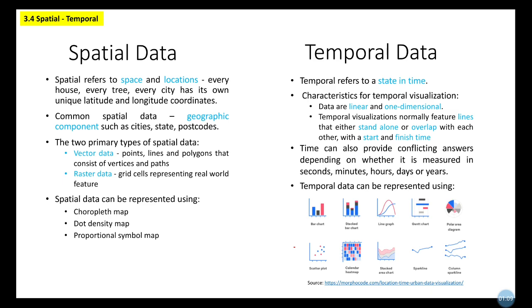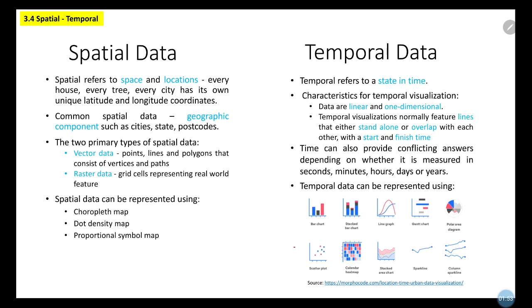So spatial data can be represented using choropleth map, dot density map, and also proportional symbol map. And we are going to look at the three types of these spatial data in the next slide. Then temporal data. So temporal refers to a state in time. So the characteristics for temporal visualization is data are linear and in one-dimensional measurement, and temporal visualizations normally feature lines that are either standalone or overlap with each other with a start and finish time.